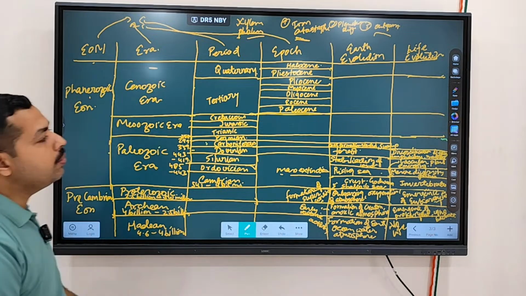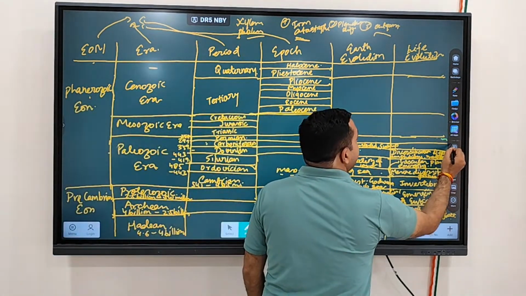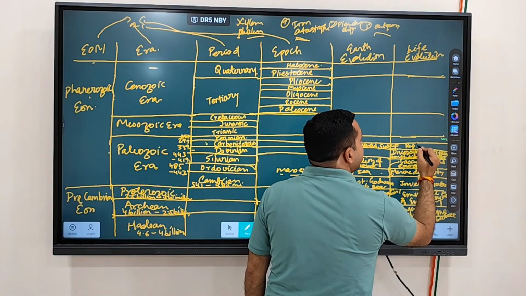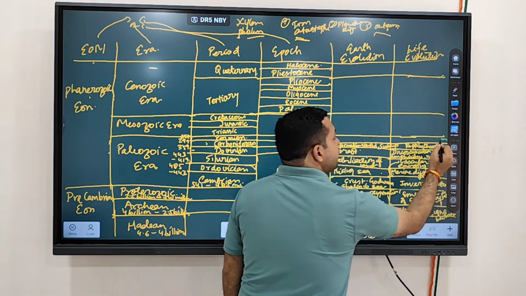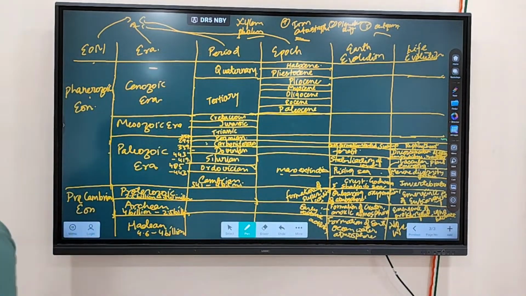Clear? You'll see the evolution of reptiles and insects. So you'll see growth of insects and growth of reptiles in this particular period. Fine. Any doubt regarding this particular thing?